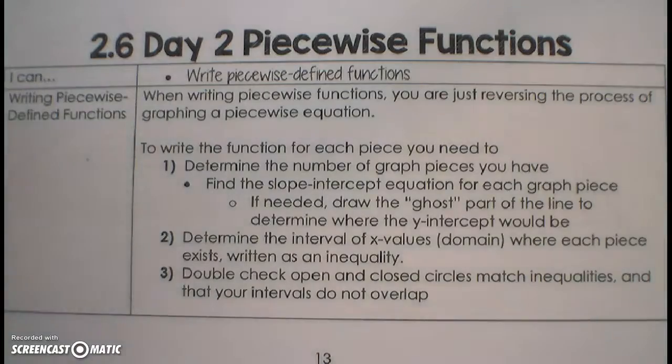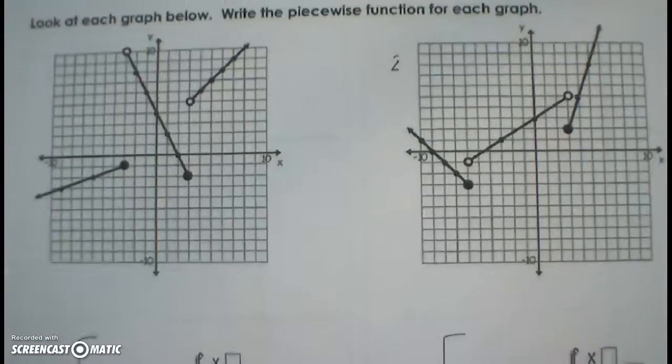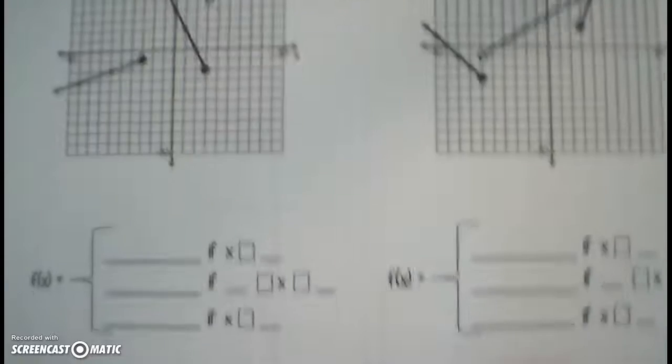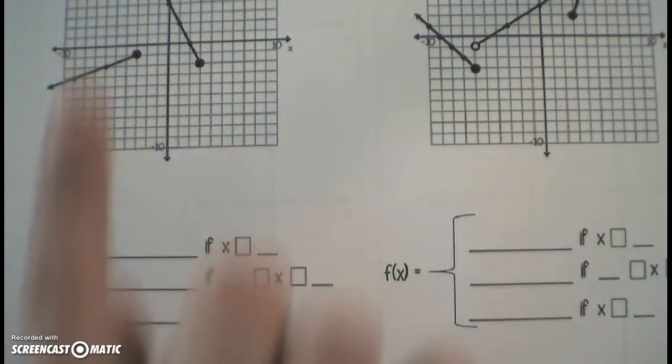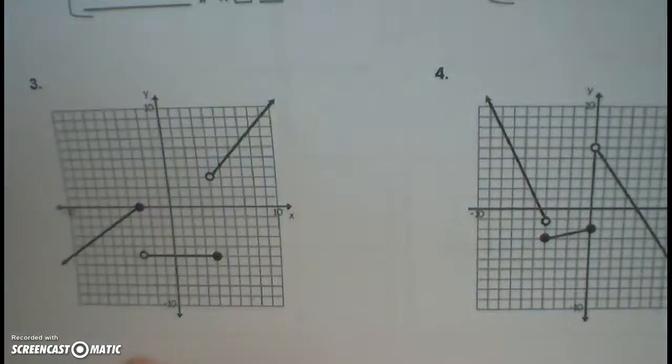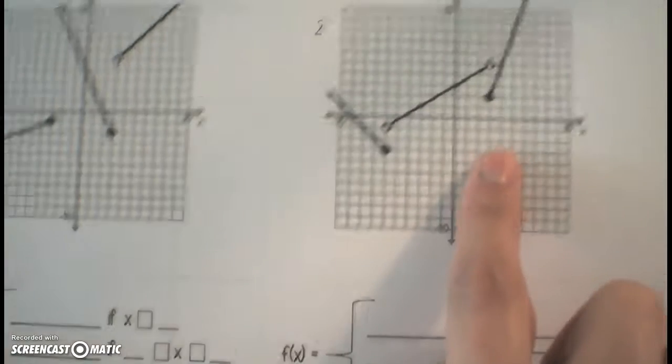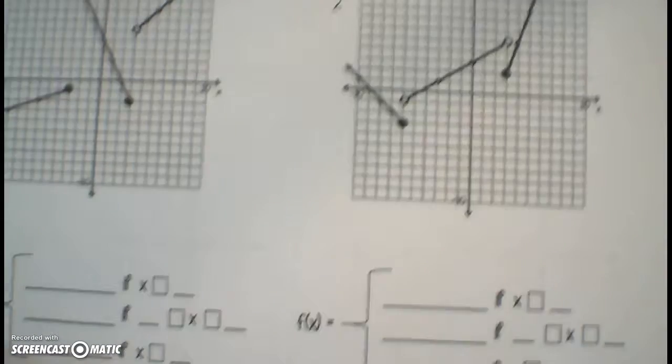All right, so let's go ahead and take a look at our two examples here that we're going to do together. So we've already actually got the pieces in place for these two. I'm actually going to do this one up here and then one that does not have the pieces, number 3, and then I'll leave you to do numbers 2 and 4.